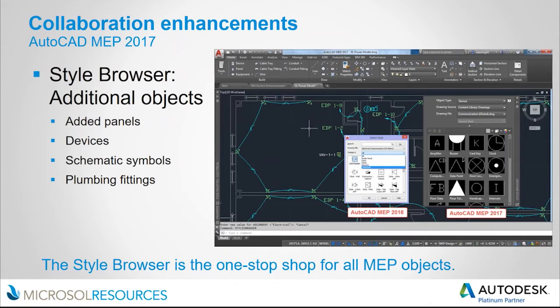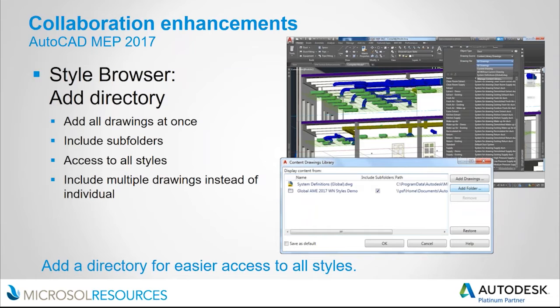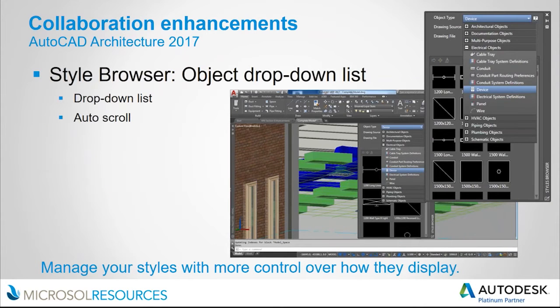We have additional objects. We now support panels, devices, schematic symbols, and plumbing fittings all within the style browser. Makes it quite easy to, again, use that for everything you'll need. You can also add a directory with the style browser. You can add multiple drawings all at one time, including subfolders, with access to all the styles embedded in those, and include multiple drawings instead of individual drawings. Little minor improvements here: drop-down lists for auto-scrolling of objects.